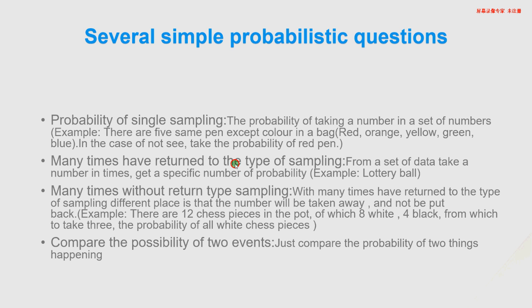And the final one is comparing the probability of two events. Just compare the probability of the two things happening. For example, A happened, and what is the probability that B will happen?